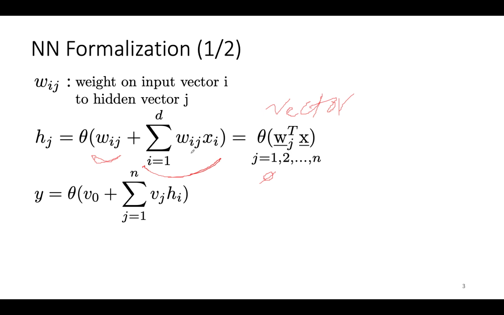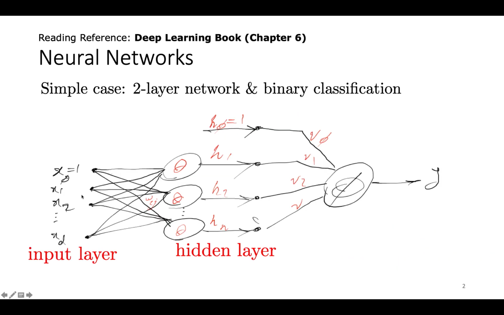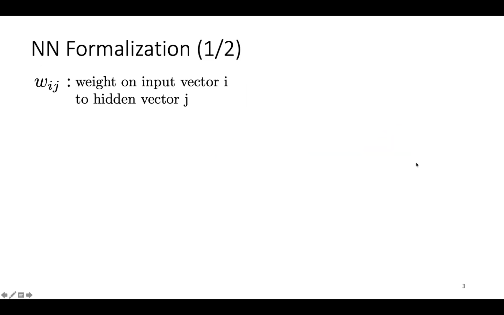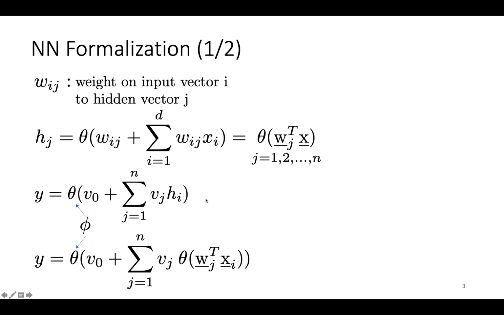And we talked about the output. If you want to formulate the output, it's going to be the activation again at this point. So this is the activation we're talking about, which is v0 plus the summation of all the vj's hj's. So this is coming from the hidden layer, the previous layer.